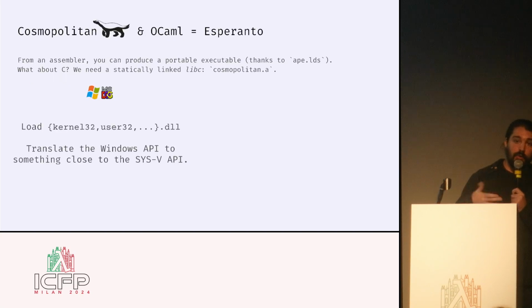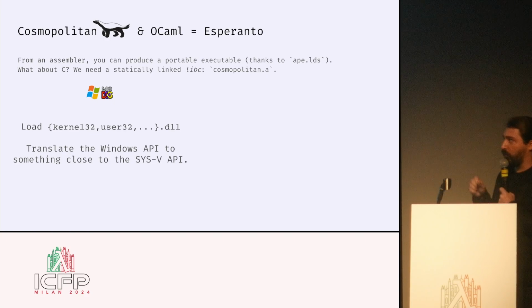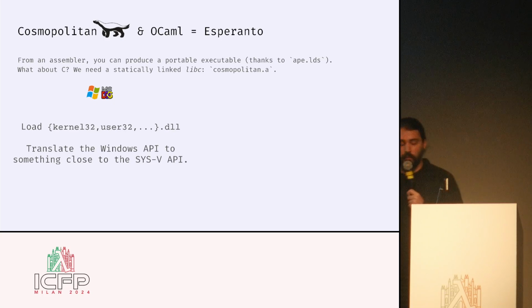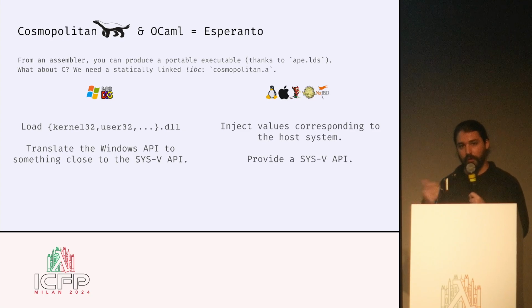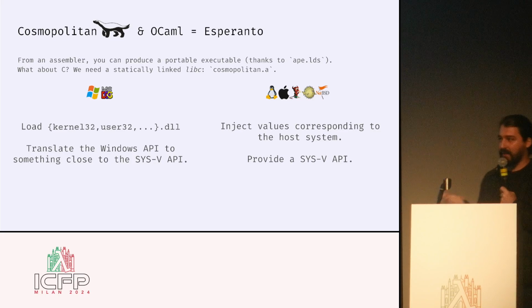But we now have another issue: we need to interact with the system. So we need to think about how to interact with any system that we want. For the Windows case, because we run natively, we just need to load what is needed to communicate with the Windows kernel, and we would like to provide something close to the sys5 API for Windows. Sys5 is really old, but on the other side, the sys5 API is already provided by the other systems. But the value expected to communicate with the kernel is different for each system.